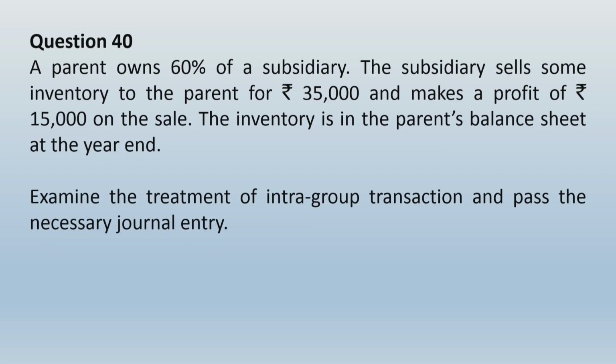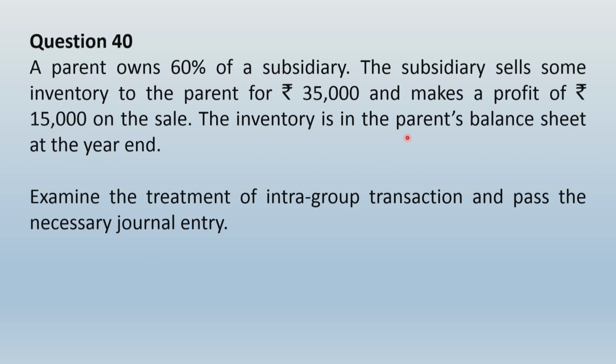Now friends, what you are going to do is observe one thing: who is selling goods to whom? First of all, it is the subsidiary that is making sales to the parent. The goods were sold for 35,000 and the profit made by subsidiary on the sale is 15,000. The point is, everything would have been fine, but this inventory is still lying within the group, and if the inventory is lying within the group, in the consolidated balance sheet it would definitely appear as an inventory.